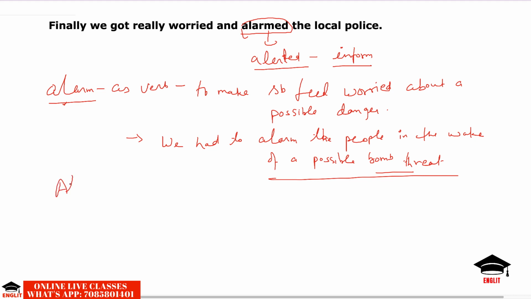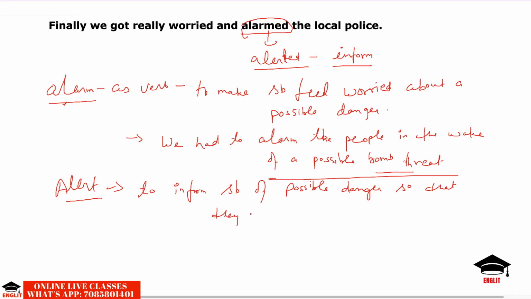So alert is used to inform somebody of possible danger so that they remain ready to deal with it. So police is always alerted about the possible situation. People are alarmed only to escape that situation, and people are alerted only to remain ready to deal with it.